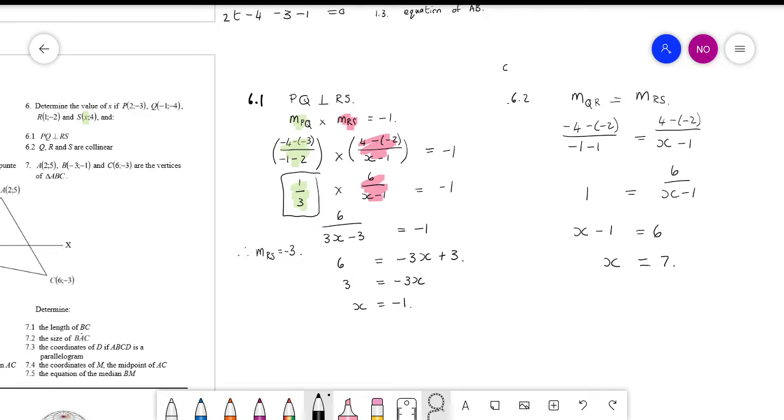Because it doesn't matter if we're working from Q to R or from Q to S or from R to S or from S to Q. It doesn't matter because they're all on the same line. That's the whole point. Okay, goed.